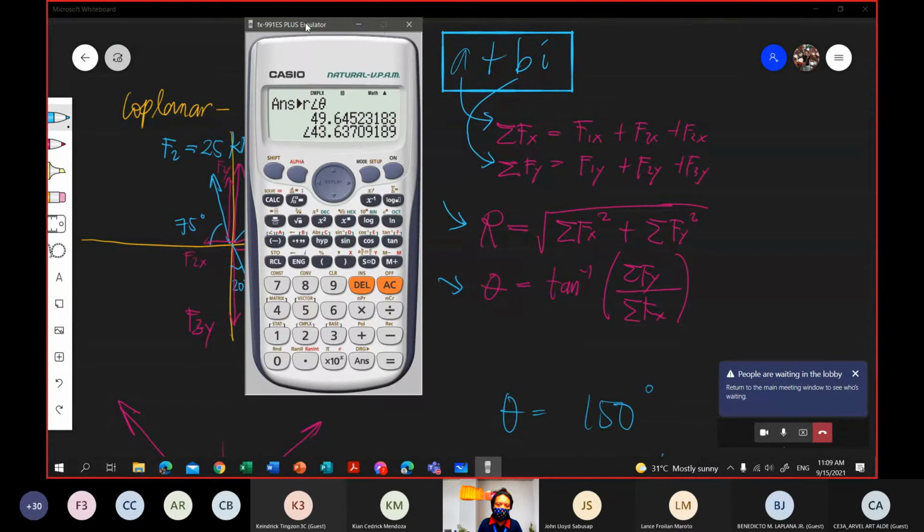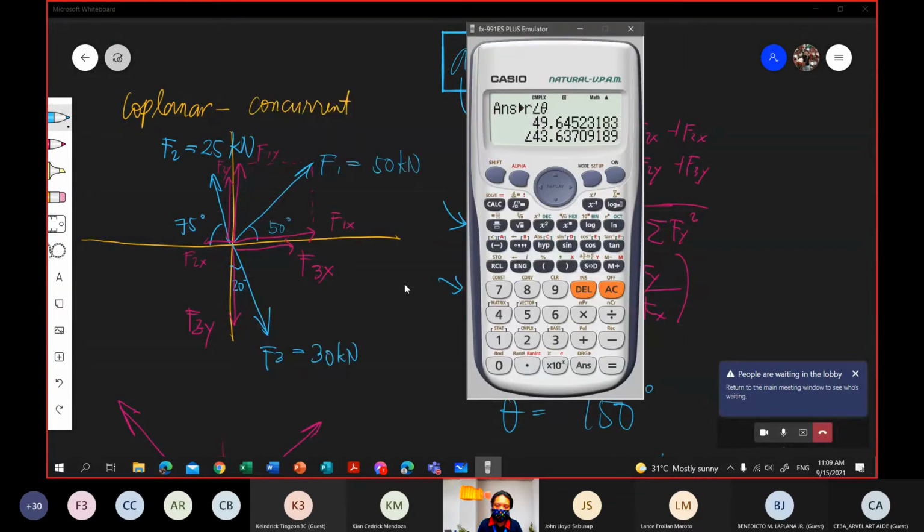Okay. Any question? Sir, about decimals, sir. It depends. What do you mean? If it is about using decimals for the final answer? Okay, for the final answer, it is better to use 5 decimal places. And if it is a fraction, that's okay too.